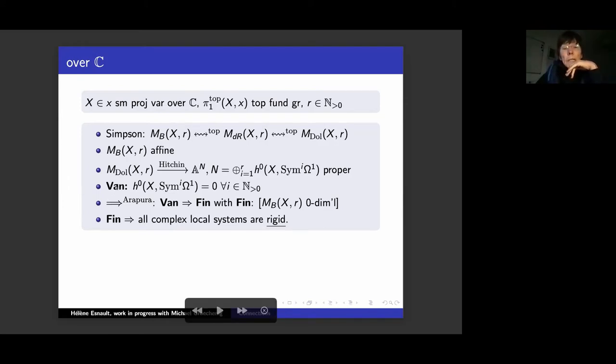Let me denote by Van the vanishing condition. This vanishing condition, by this simple observation but based on the deep theorem of Simpson, implies that those moduli spaces are zero-dimensional. I denote this condition by Fin, for finite. So we have only finitely many points here. In particular, this finiteness condition implies that all complex local systems are rigid. That means they are isolated in the moduli.